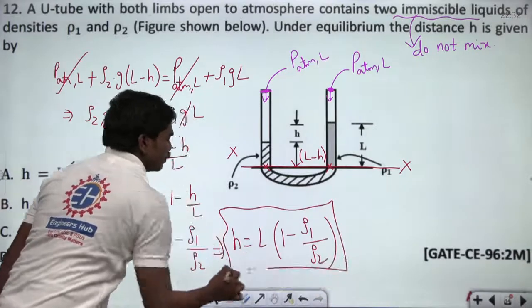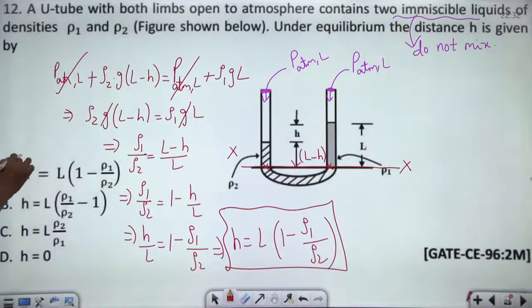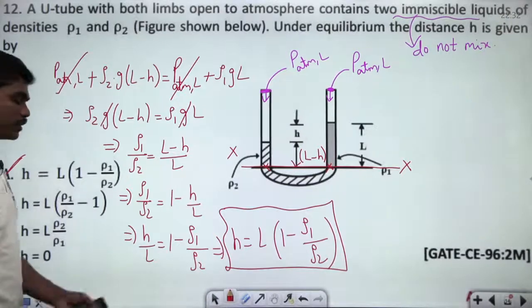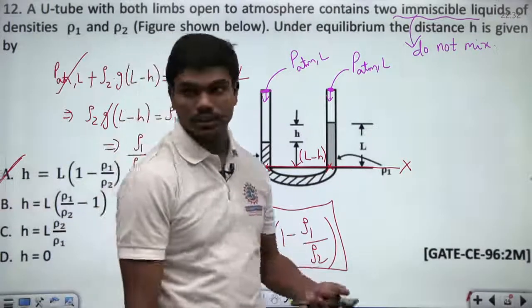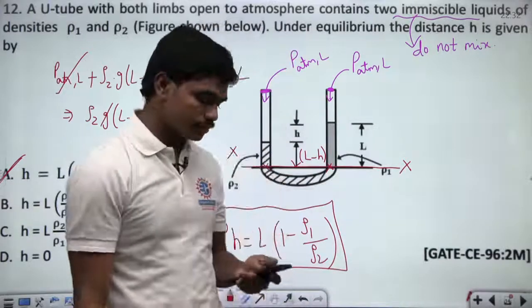So we have this value, and I think it should be in one of the options. Yeah, first option itself. Correct? L into (1 minus ρ1 by ρ2). Correct. Option A is the correct answer, Rajneesh. Yes, option A is correct.